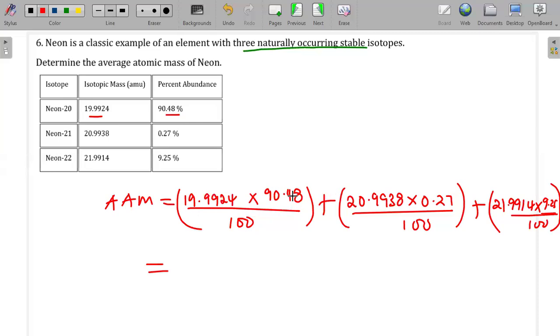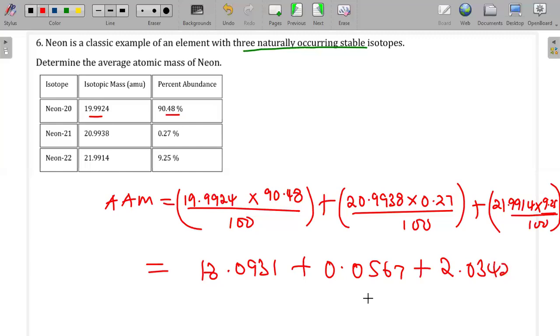So we just have to multiply these and then see what we're going to get. Make sure you confirm with your calculator, but if I multiply, I'm getting 18.0931, plus here when I punch my calculator, I'm getting 0.0567, plus here when I multiply, I'm going to get 2.0342. So what is left is just to add these.